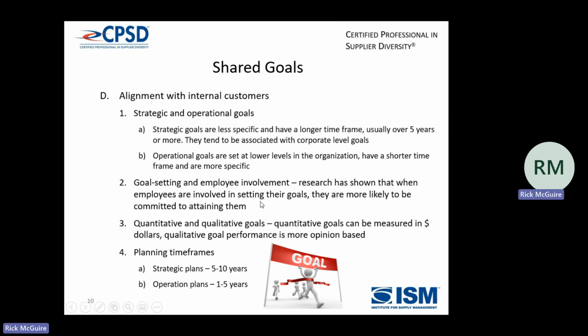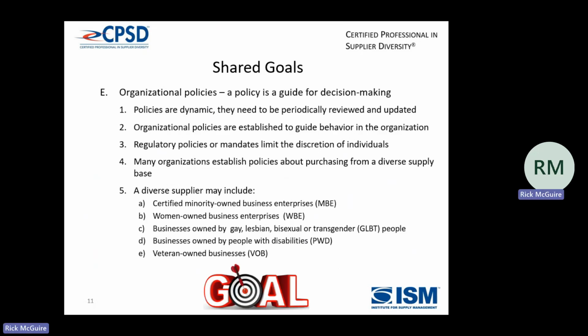Goal setting and employee involvement. Research has shown that when employees are involved in setting their goals, they are more likely to be committed to attain them. If they just get handed their goals once a year from their boss, it's kind of hit and miss whether they attain them or not. Quantitative and qualitative goals. Quantitative goals can be measured in dollars. Qualitative goal performance is more opinion based. Planning timeframes: strategic plans are 5 to 10 years, operational plans 1 to 5 years. Below 1 year is like tactical plans.